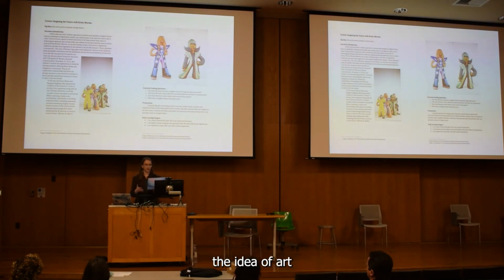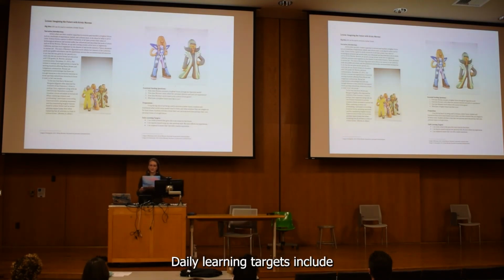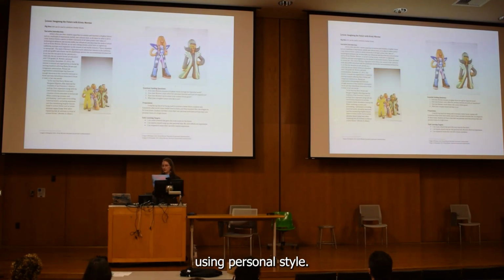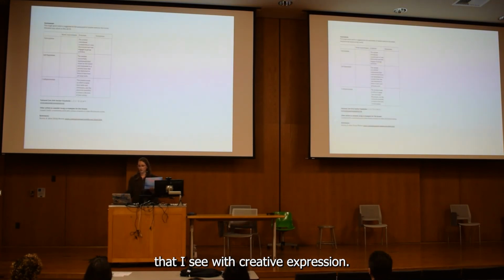Preparation would include using the big idea of art being used to envision a brighter future. Students would brainstorm what world issues matter most to them and what solutions they can imagine to fix those issues. Students will then create their own personal works that portray their own personal vision of a bright future. Daily learning targets include: I can create artwork that gives life to my vision for the future. I can express myself using personal style. My style reflects my experiences. I can respond to issues that I see with creative expression.